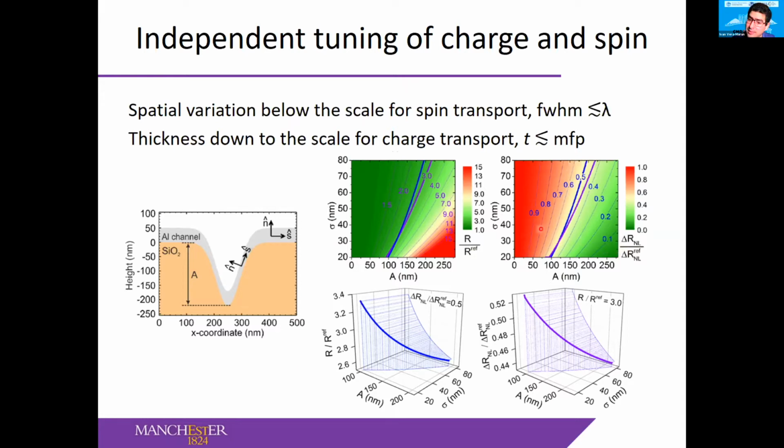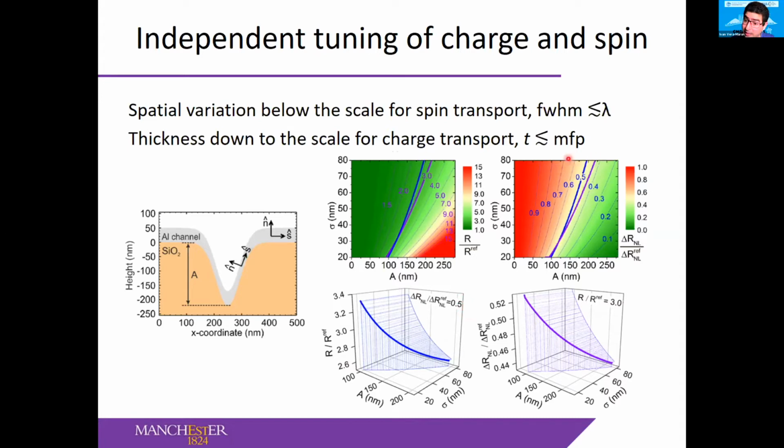But now when you match the scaling of one into the other, you realize that operating at this length scale, where the inhomogeneity is below the characteristic length for spin transport, and the thickness is below the characteristic length for charge transport, now gives you this possibility that the two transport regimes scale differently. And now you can try to take one of these maps, add it here, and see what happens if you walk along that contour, which then leads you to the result that you can fully tune, say, the charge-based resistance while keeping the spin non-local resistance constant, and vice versa.